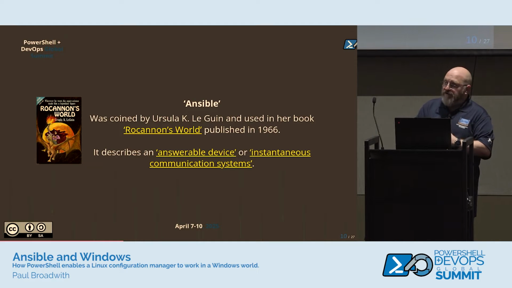So Rocannon's World is where it was first used, and it means answerable device or instantaneous communication systems. I'm not sure if you've ever been on the internet, but apparently people have lots of opinions, and some people's opinions are that that's not where it came from. It was in another book called Ender's World. I haven't read either of them because 1960s sci-fi is not my thing, but it was coined in Rocannon's World, but it was fleshed out in other books. So there you go, a bit of an education while you're here.